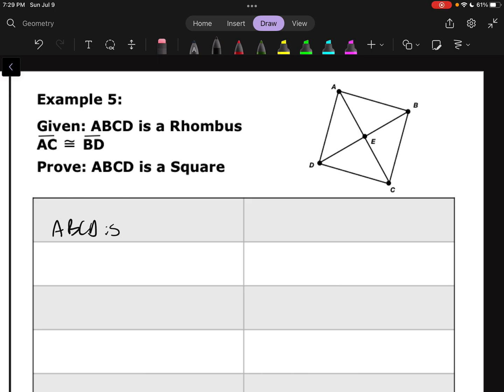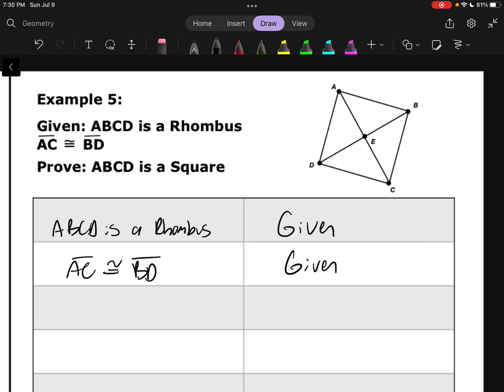ABCD is a rhombus. We've also got side AC congruent to BD, and those are those diagonals. They're giving us some congruent diagonals, and they want us to show that this means that this thing's a square. Now, in order to be a square, two things have to be true. All four sides have to be the same, and all four angles need to be the same.